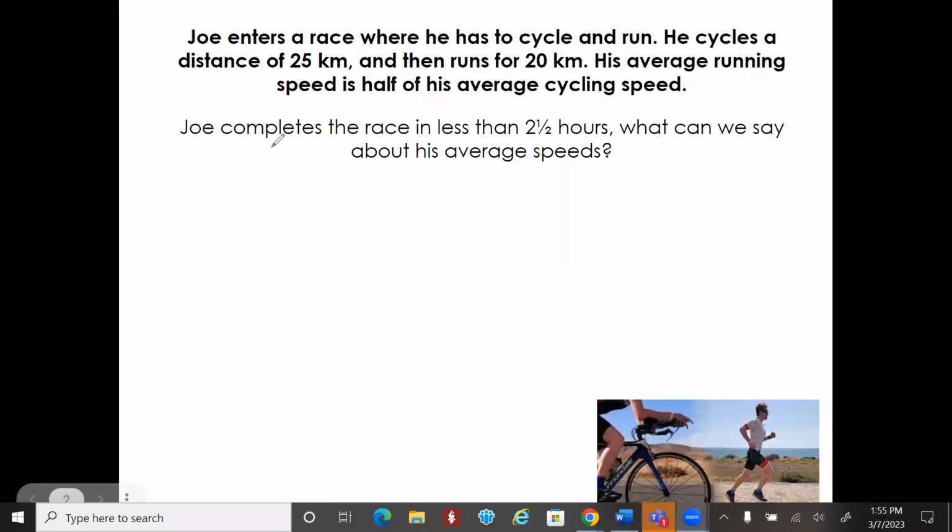Yeah. So Joe enters a race. He has to cycle and run. He cycles a distance of 25 kilometers, and then he runs 20 kilometers. His average running speed is half of his average cycling speed. Joe completes the race in less than 2.5 hours. What can we say about his average speeds? That's 40 kilometers.